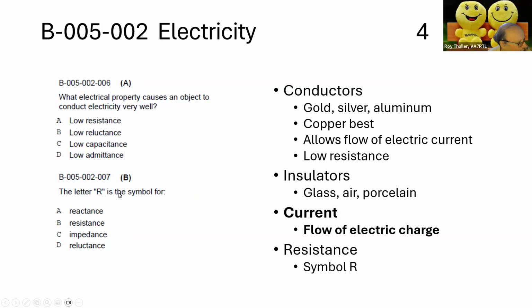What is the symbol R for? So R is for resistance. So B is the correct answer.